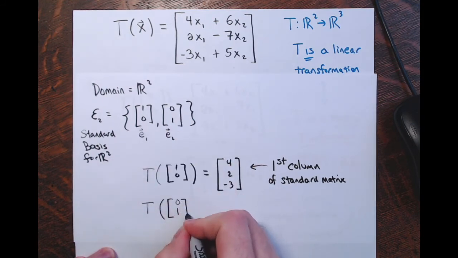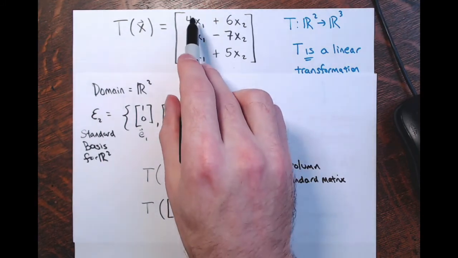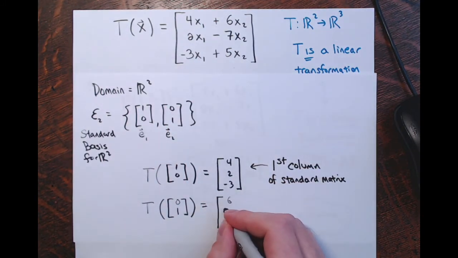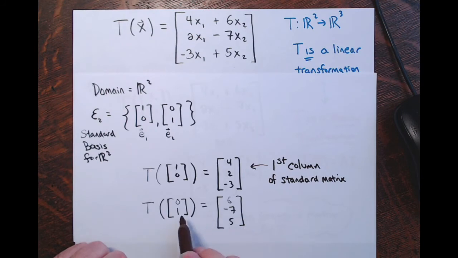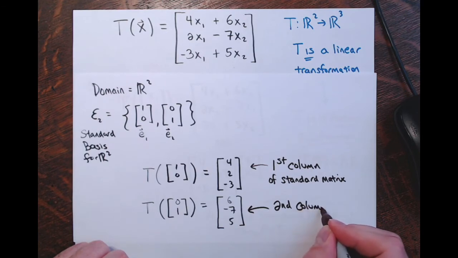And then the same thing goes for the second standard basis vector. What is T of (0, 1)? I'll plug in 0 for x1, 1 for x2. You get none of these, all these are 0 now, and you just get the output vector (6, -7, 5). And this image of the second standard basis vector is the second column of the standard matrix.